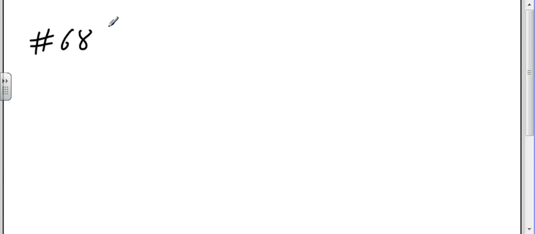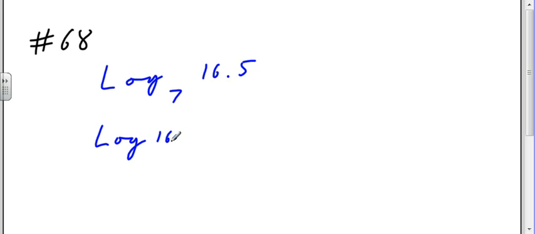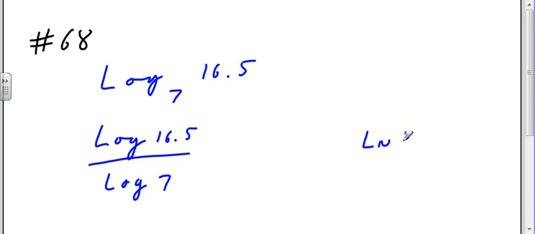Number 68. Log base 7 of 16.5. And we say that's going to be the same as log 16.5 over log 7. Or we could get really wild and call it natural log 16.5 over natural log 7, and end up with the same exact number. And we've already done that many times before. Now you can't put natural log on top and log on the bottom. That doesn't work. Or common log on top, natural log on the bottom. That doesn't work. You have to use the same one.